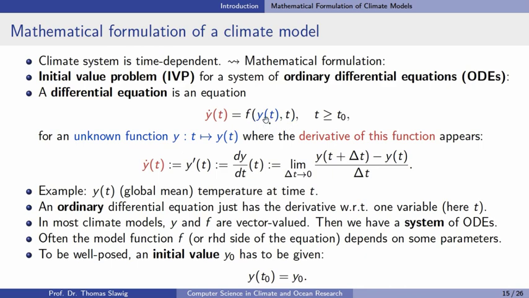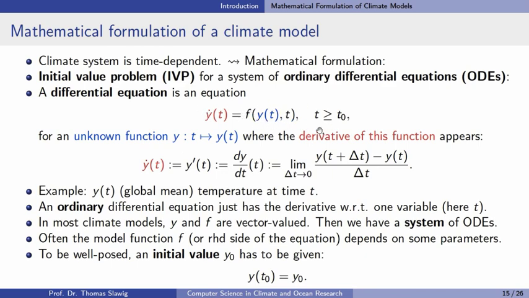And on the right-hand side we can have a function f of our unknown function. Here it might stand for y squared or something. It can be a very complicated function, and this makes the equation difficult to solve. There can also be an explicit dependency on t on the right-hand side, on this f. f is called the right-hand side, or in climate modeling we also call it the model function.